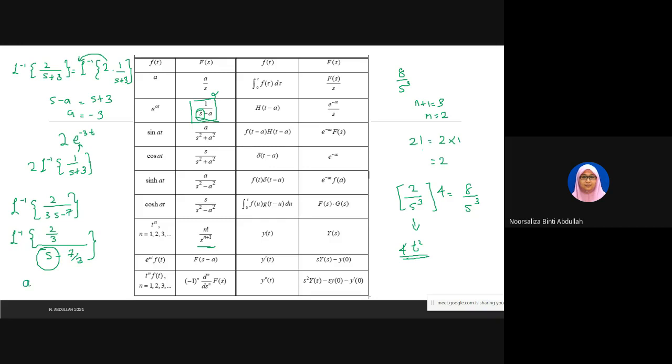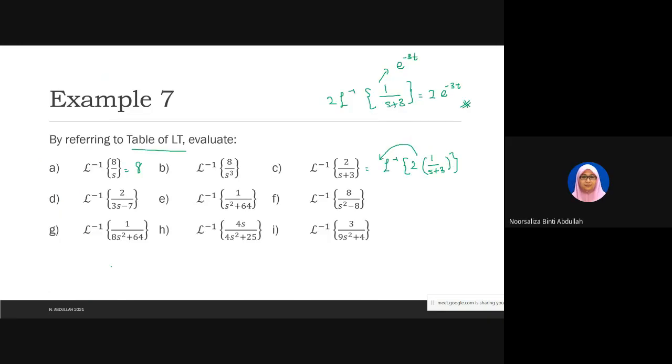So now what is your A? A is 7/3. So your A is 7/3. This one is constant 2/3 exponent 7/3 T. Faham? Senang je kan?